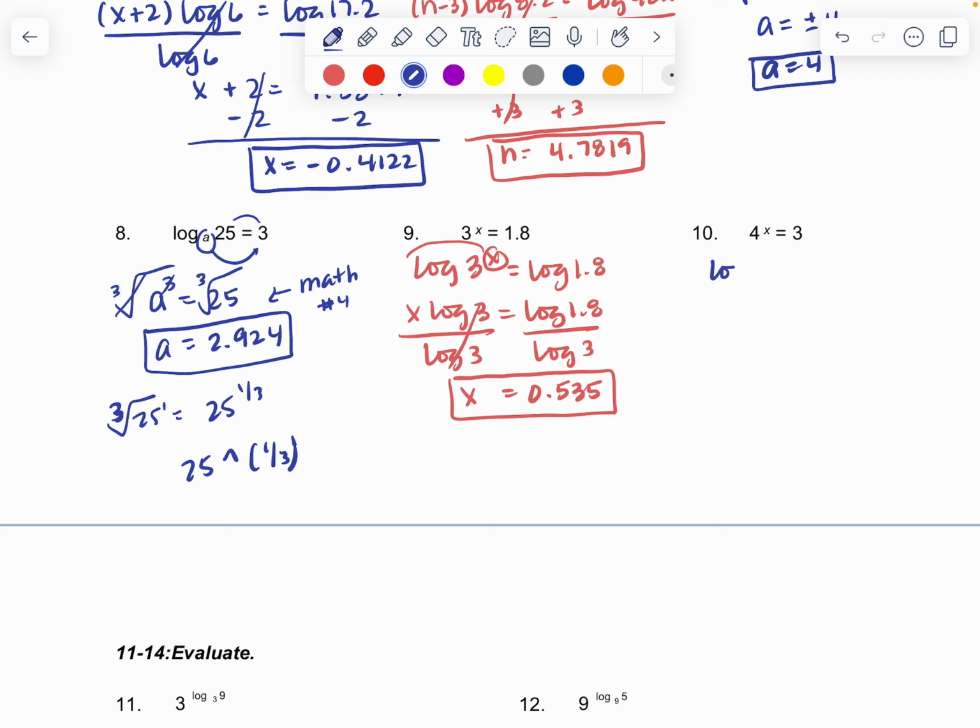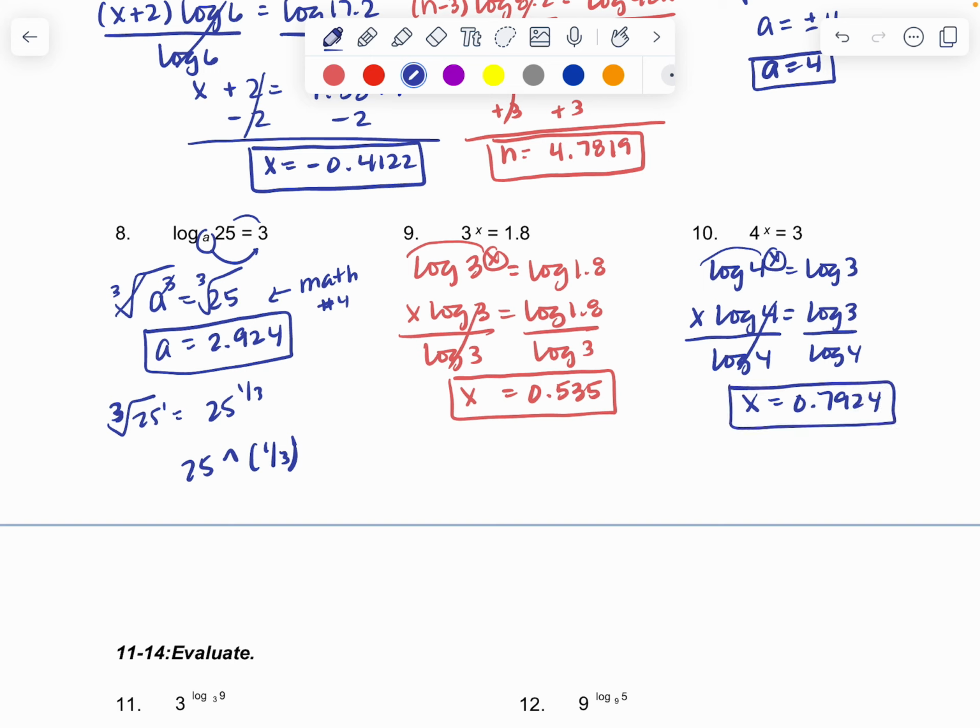So same thing, log of 4 to the x equals the log of 3. Okay, bring this little guy down. Oh, that's not a 4 though, it's an x. Let's try that again. So x log 4 equals the log of 3. Then I'm going to divide both sides by the log of 4, and that's going to give me x equals, and let's plug that guy in, log of 3 divided by the log of 4. And for this one, I got 0.7924.